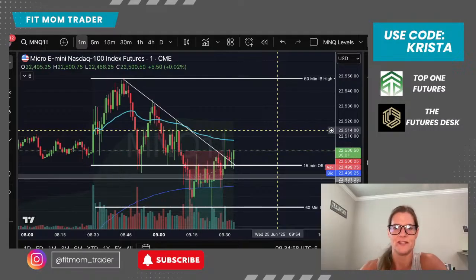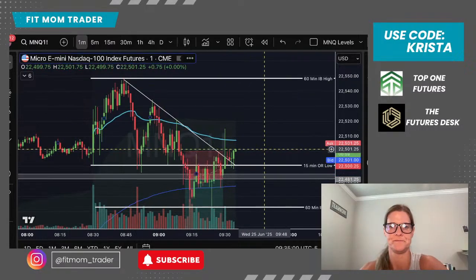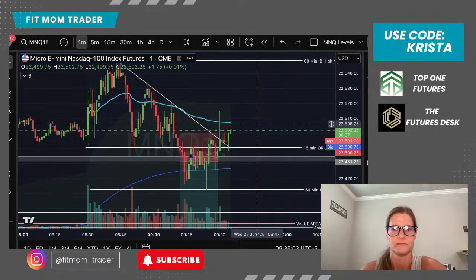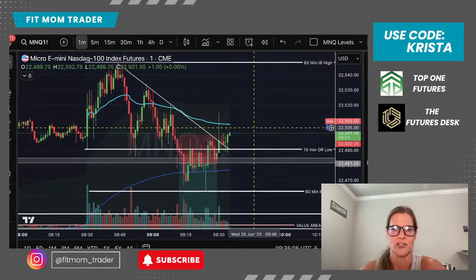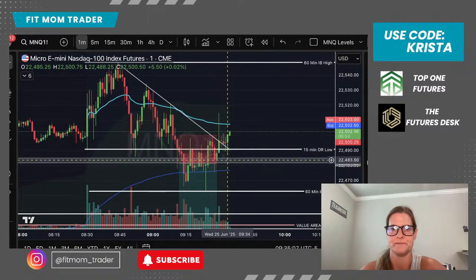Still holding above that 15-minute range low, but still chopping between these VWAPs.